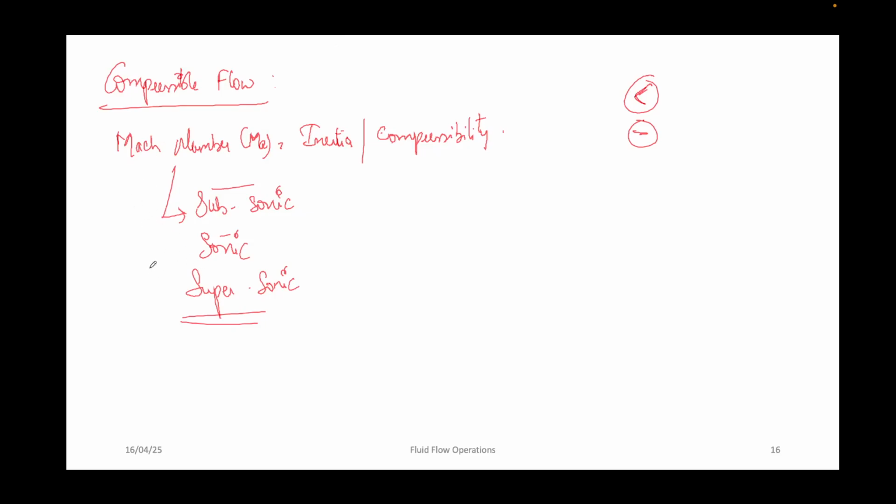And then we also have the area velocity relationship in nozzles. This dA by A is equal to M square minus 1 into dV by V. Okay.